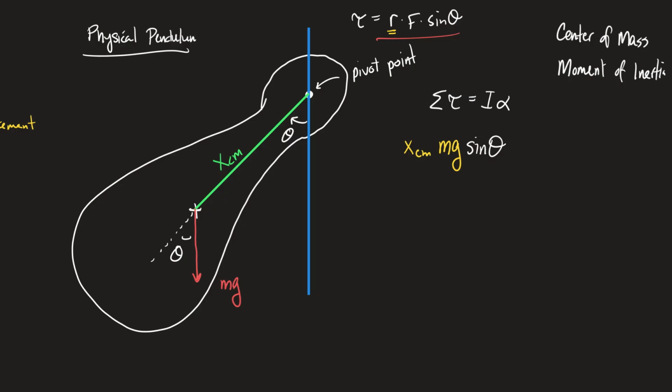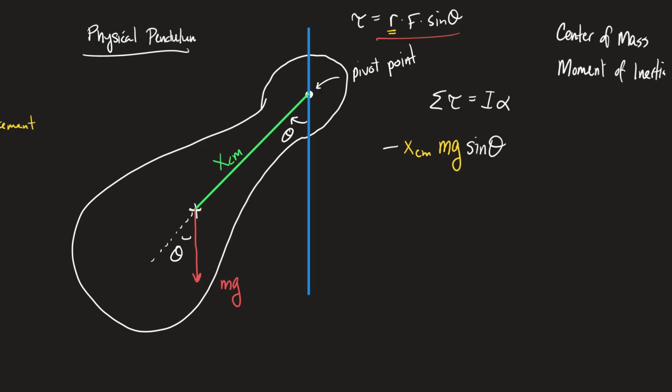Picked it up this way, which is clockwise. But this torque is trying to push it back this way, which is counterclockwise. So my torque is in the opposite direction of my displacement. So that gives me my negative sign. You just have to think about it. Usually you can just decide whether you want to make it positive or negative based on what's happening.